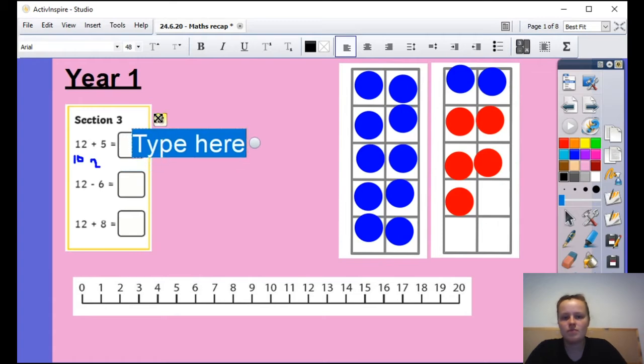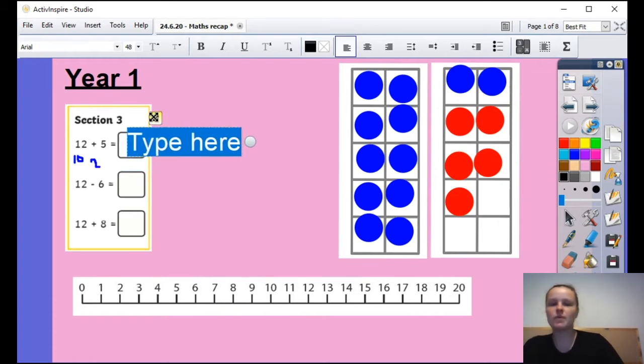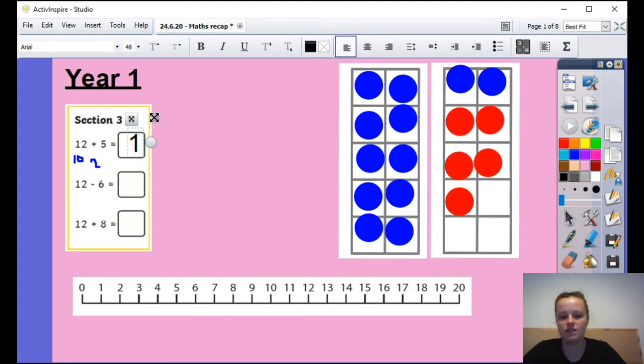Now, can you remember when we were practicing writing our numbers, what 17 would look like? How many 10s does 17 have? And how many 1s does it have? Yes, so it has 1 10, so the 10 comes first, and then it's got 7 1s. So the answer is 17.